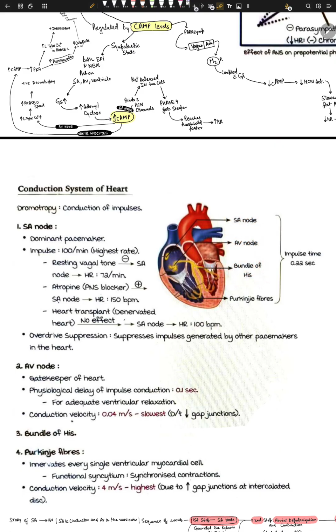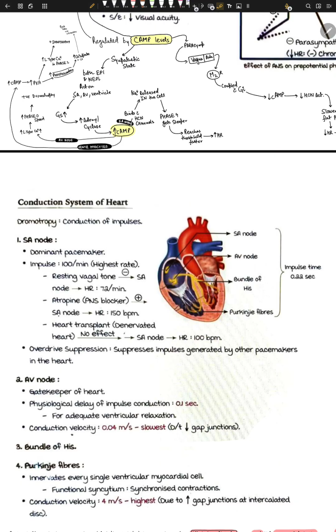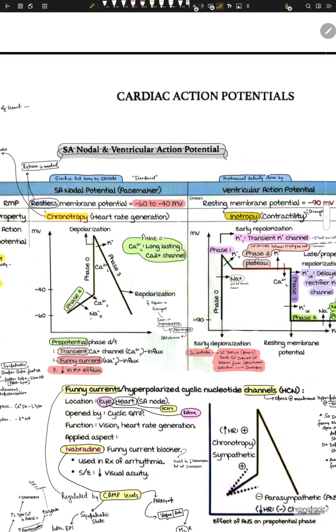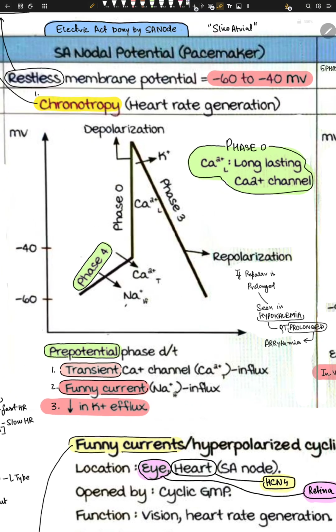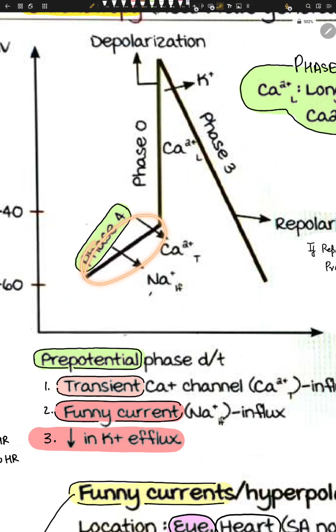Okay, but the SA node controls the rhythm, because it has the fastest rate of spontaneous depolarization. What is spontaneous depolarization? It is phase 4, this one. This is spontaneously happening again and again, and this happens 100 times in 1 minute.